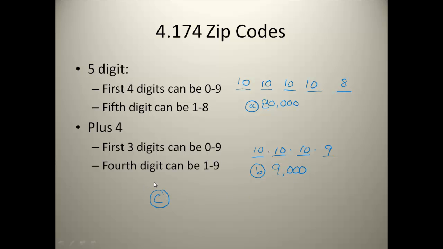And part C wants to know how many total zip codes are there if you consider the 5 regular zip code and the plus 4. So I would have to take my 80,000 times it by my 9,000, and you're going to get 720 million possible zip codes for part C.